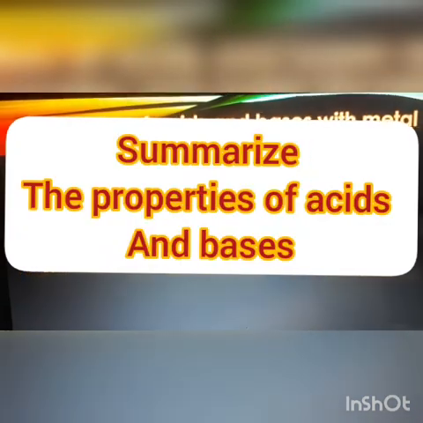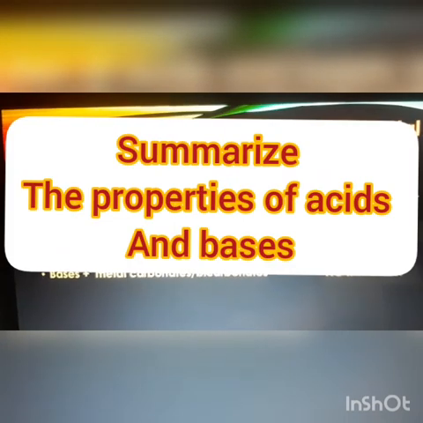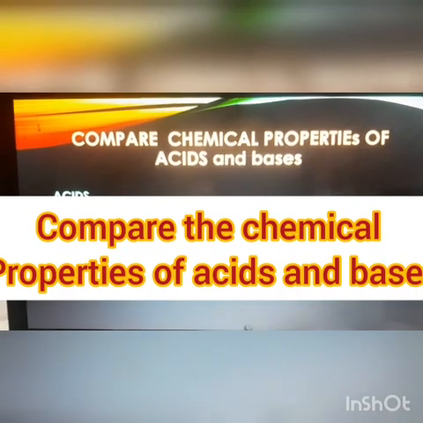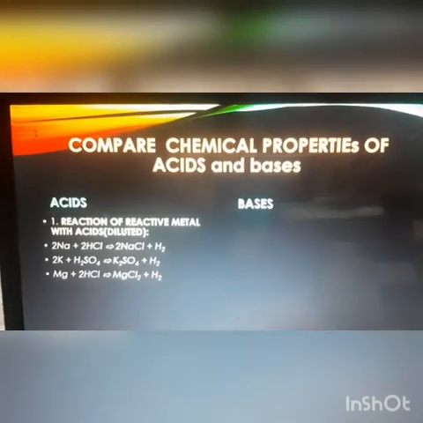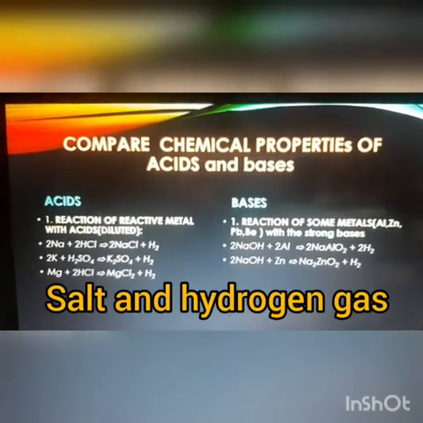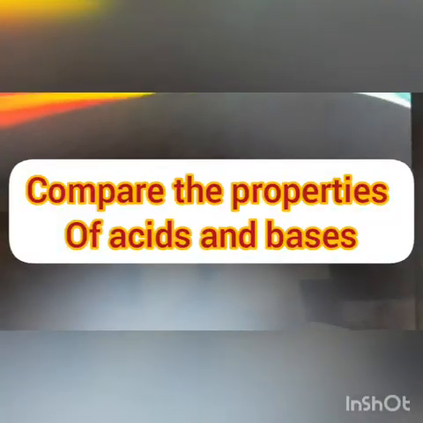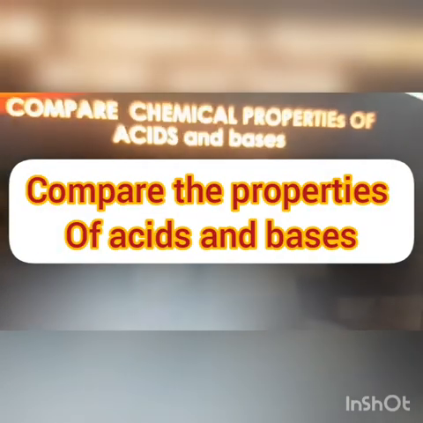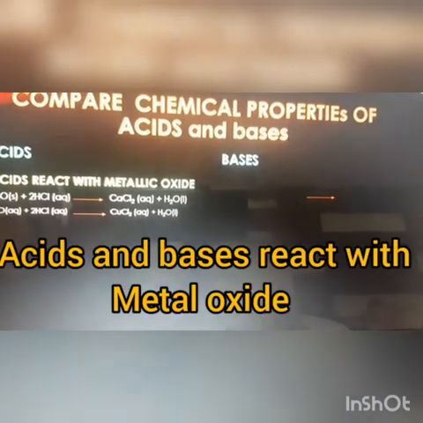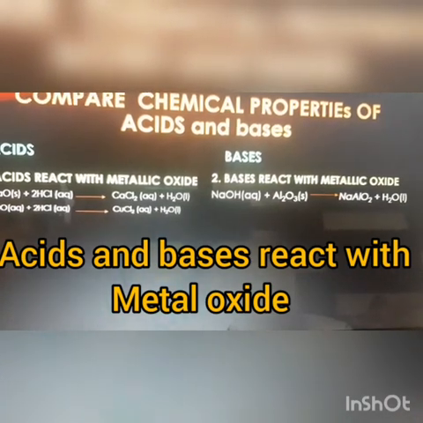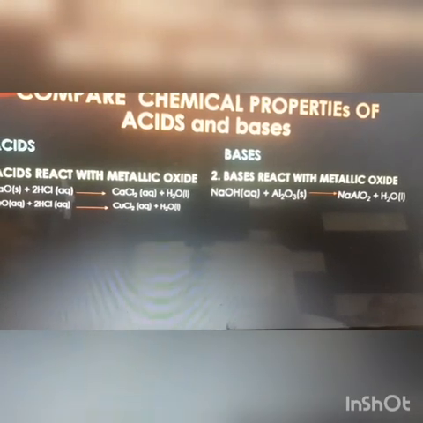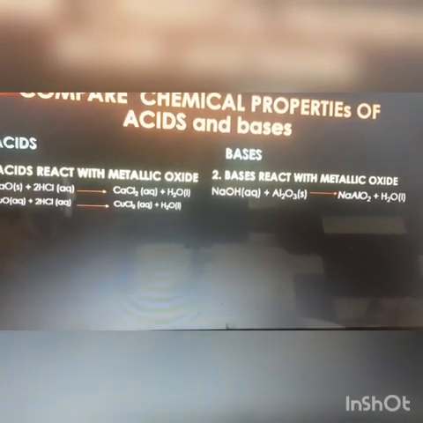Lastly, we are going to summarize what we have studied. Now we are going to compare the chemical properties of acids and bases. The first property we studied is the reaction of acids and bases with metals. They both result in salt and hydrogen gas. Now, the second property: when acids react with metal oxides, they form salt and water. And bases usually don't react with metal oxides. Only a few bases react with some metallic oxides.